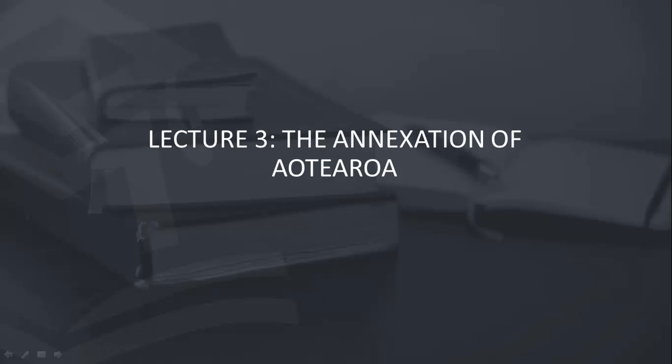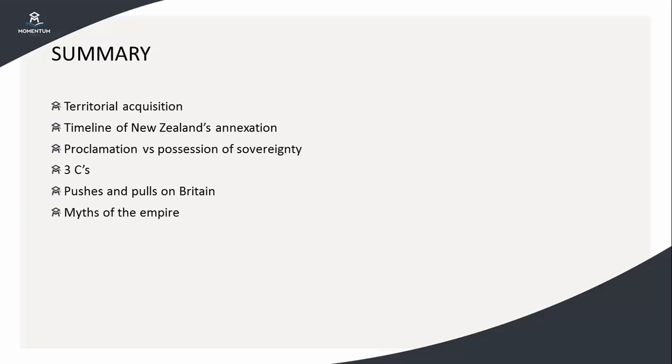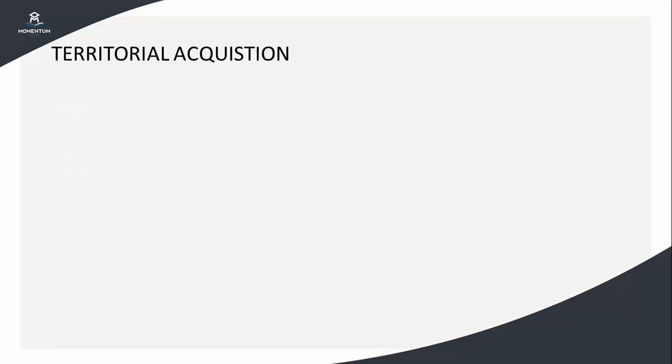In this video, we will be discussing Lecture 3, which is about the historical process by which Aotearoa was formally annexed. This lecture covers territorial acquisition, a timeline of how New Zealand was annexed, proclamations and possessions of sovereignty, the factors that influence sovereignty such as the 3 C's, pushes and pulls that affected Britain, and myths of the empire.